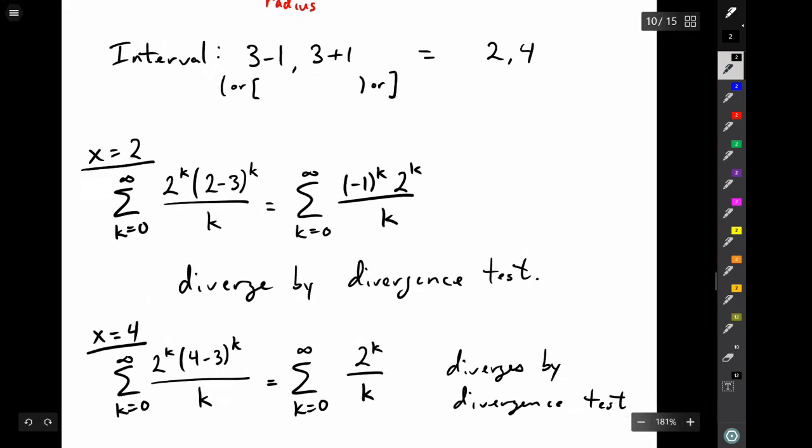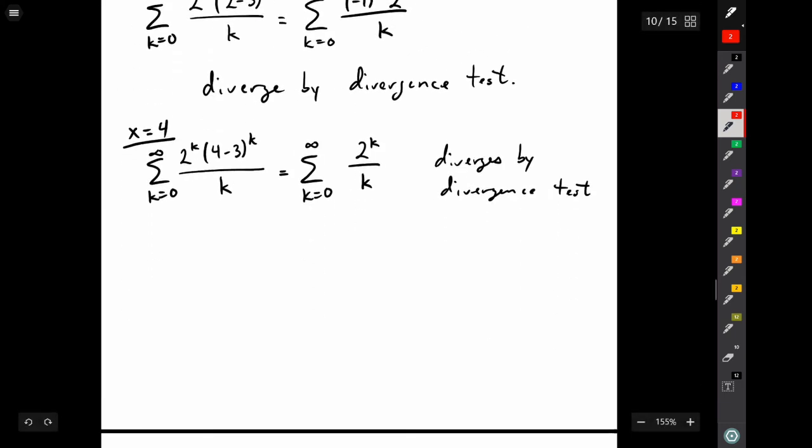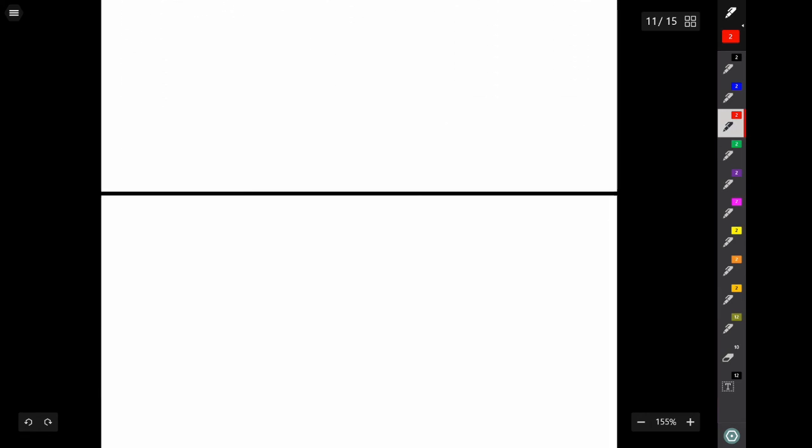So what that means is the interval of convergence doesn't converge at either endpoint, so it's open parentheses. The interval of convergence is the open interval from 2 to 4. It doesn't converge at either endpoint. However, if we were to plug in one of the endpoints and get a series that does converge, then yes, absolutely, you would have a half open interval. So let's look at one more example to end this video.